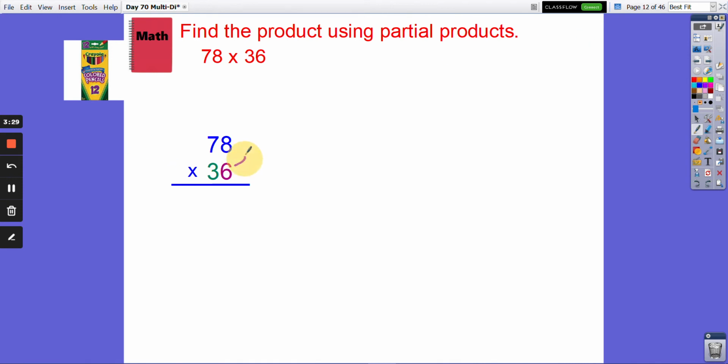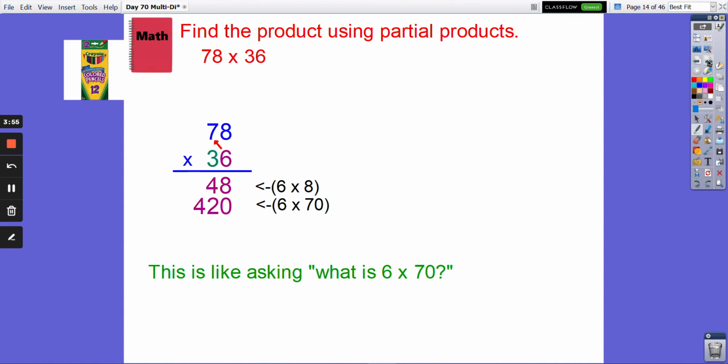Again, we're going to start here, 6 times 8. Those are 6 ones times 8 ones, which gives us 48. Then we're going to do 6 times 7, but that's 6 ones times 7 tens. So that's 6 times 70. 6 times 7 is 42, so 6 times 70 is 420. Again, it's like us asking what is 6 times 70. Then we move on to the next place value because we've multiplied that 6 by every place value in that top number.